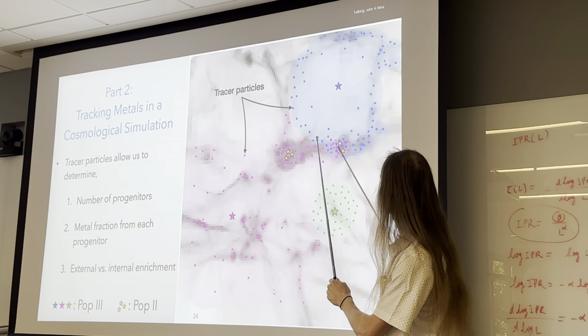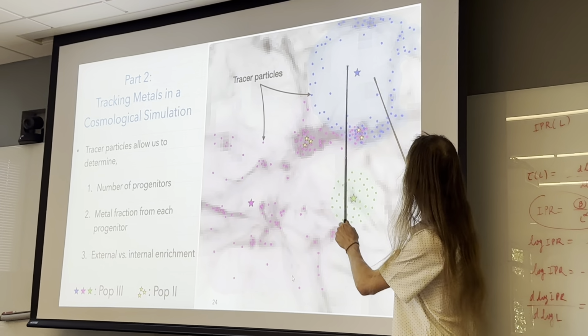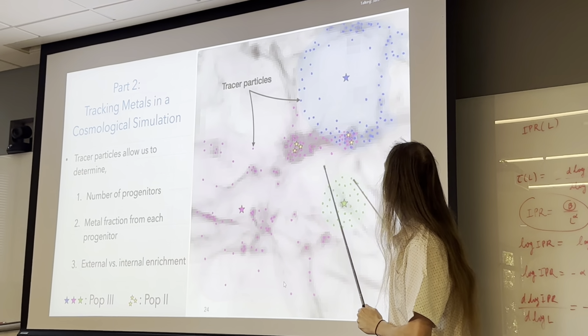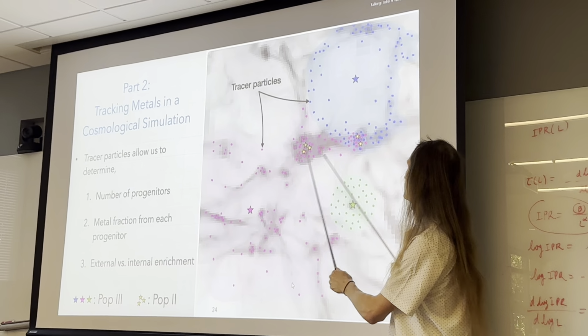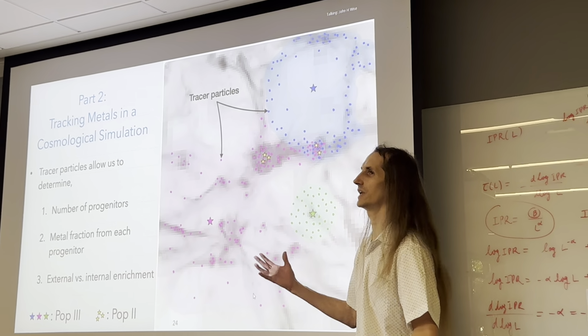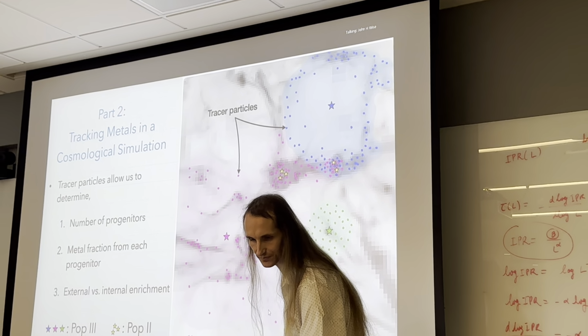So we can look at these tracer particles around these stars and tell exactly which POP3 stars are enriching the POP2 stars. Furthermore, we can tell the fraction of metals coming from each one. So this could really help solve this degeneracy of not knowing how many stars are enriching the POP2 stars.